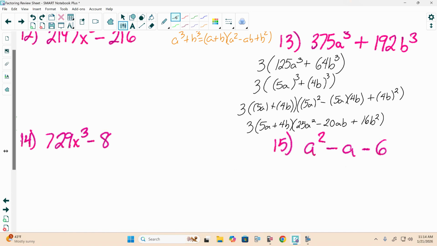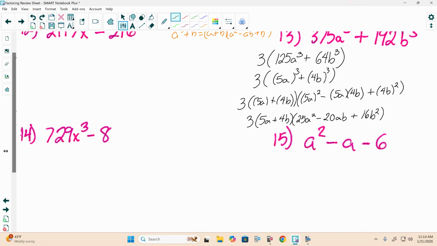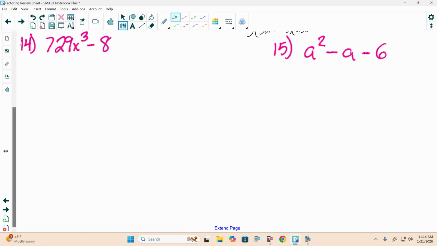Any other questions on 12, 13, or 14, or 15? 15. A squared minus a minus 6. Well, not a sum or difference of perfect cubes, not a difference of perfect squares, so it's got to be normal factoring. There is no common factor amongst those 3 terms, so we're going to 2 sets of parentheses with 3 spaces.